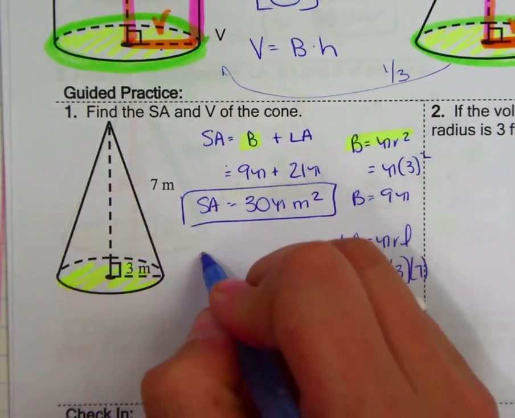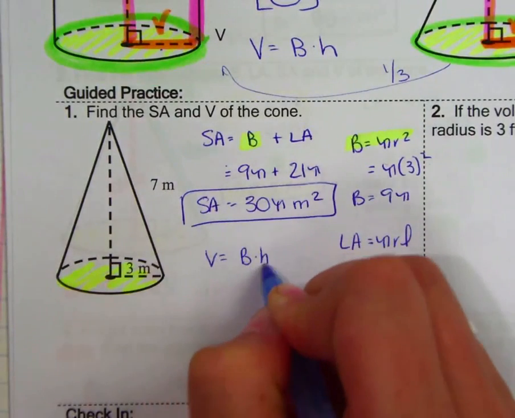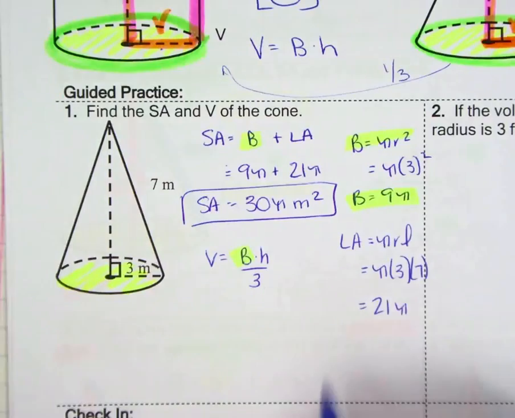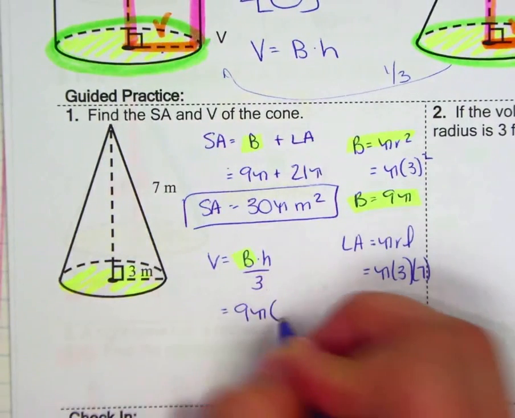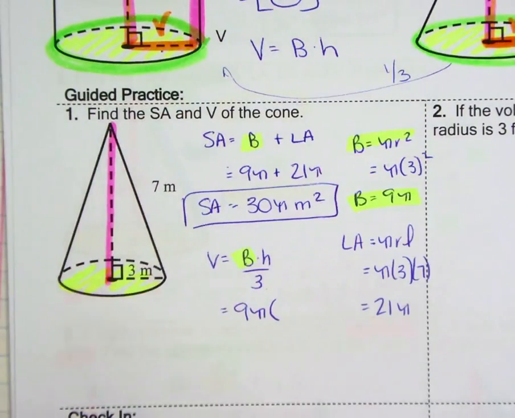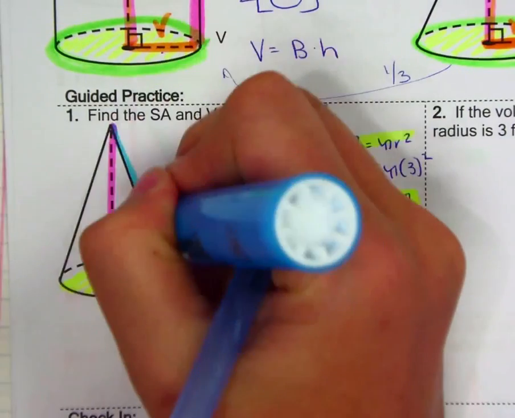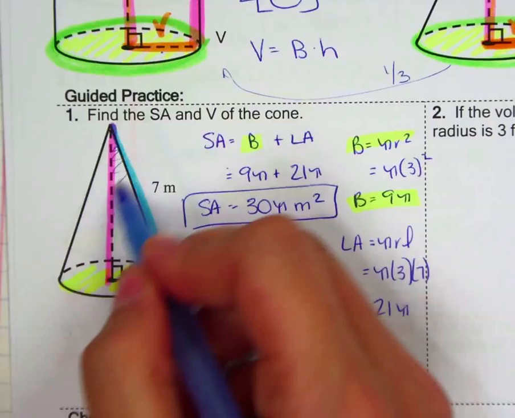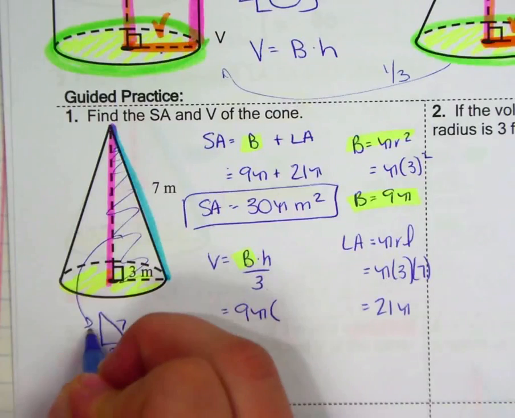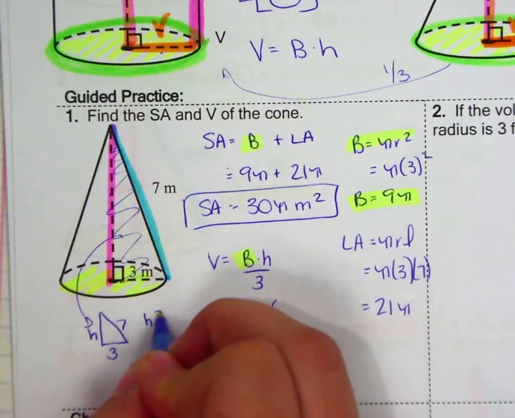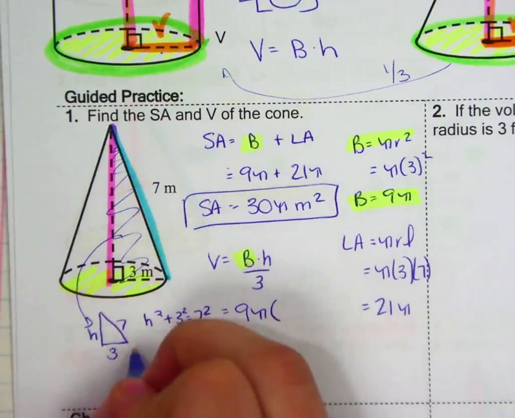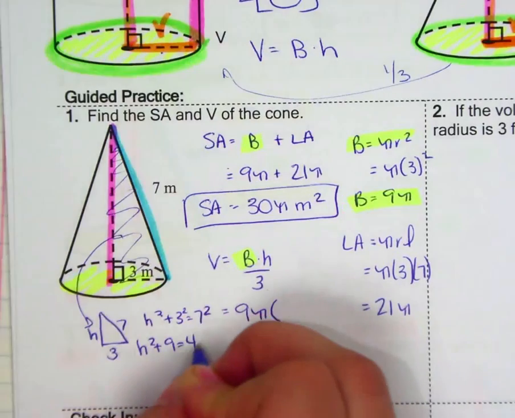Now we're going to find volume. Volume is base area times height divided by 3. Remember, our base area, we've already solved for, is 9 pi. The height, the distance from apex to base, technically we don't know right now. But what we do know is that's a right triangle. And we don't know the height, so it'll be height squared plus 3 squared equals 7 squared, using the Pythagorean theorem.